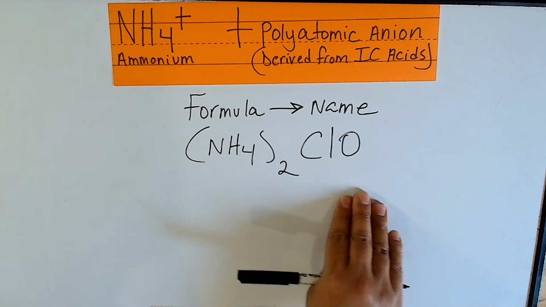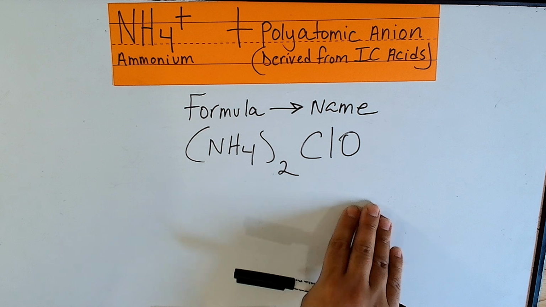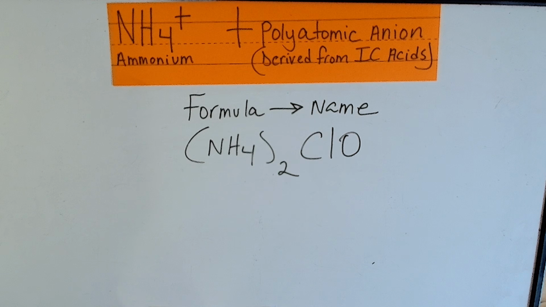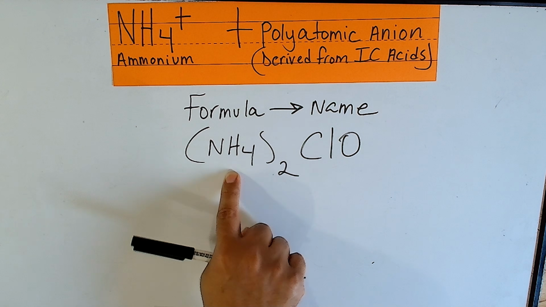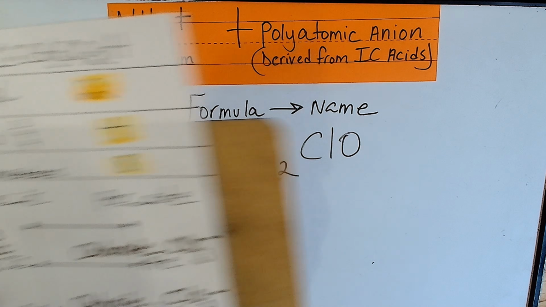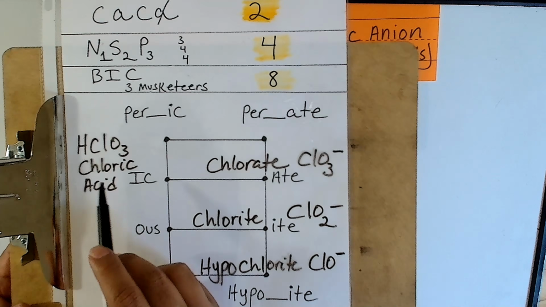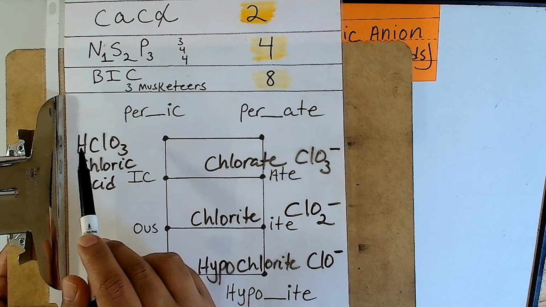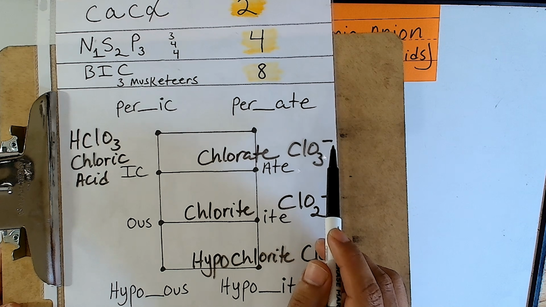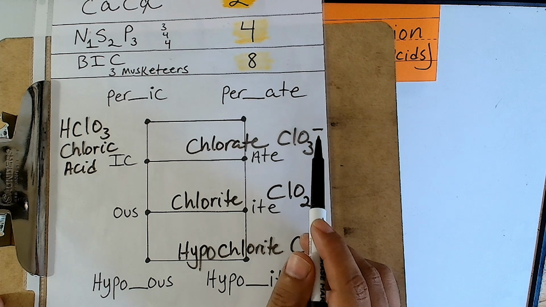Okay, so I now have this chemical formula. You're welcome to try it on your own. Remember that the first step is to name the first element or polyatomic ion. I see ammonium. The second step is to name the second element or polyatomic anion. This anion derives from chloric acid because chloric acid donated its hydrogen ion and it became chlorate. So that's how it got its 1- charge.